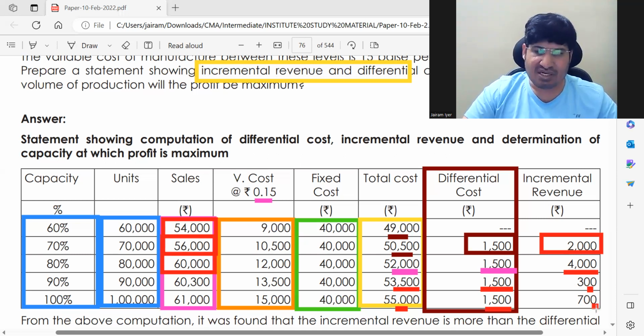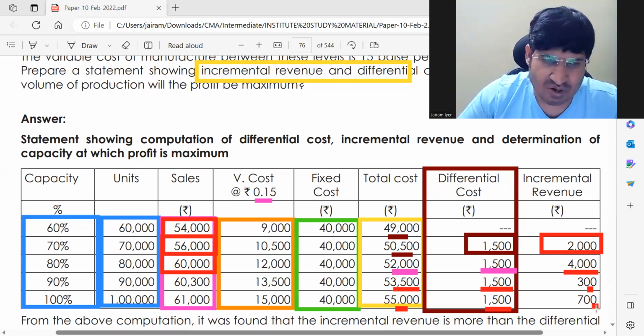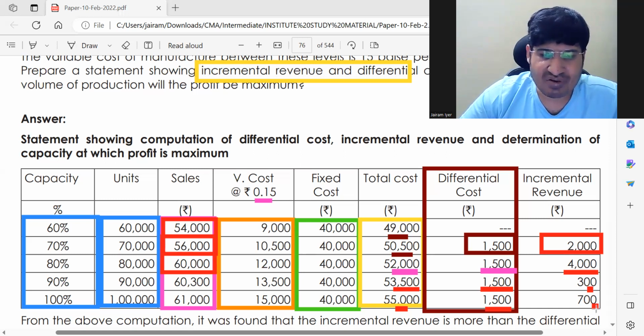So in the differential cost concept, you understood how we got this table. Now, to explain till how many units we shall manufacture using this concept, always see whether the incremental revenue is more than the differential cost. This is 2,000 and this is 1,500, which means you're going to get something extra. So manufacturing till 70% is okay for us. We are happy with it because we are going to get more revenue.